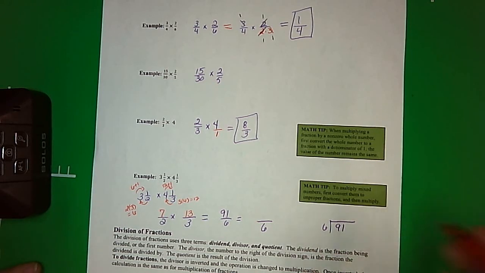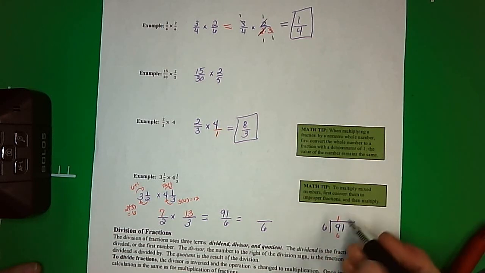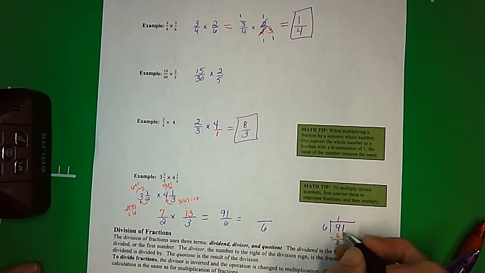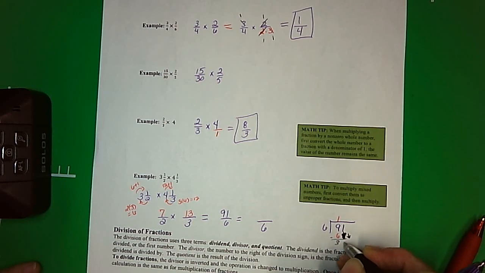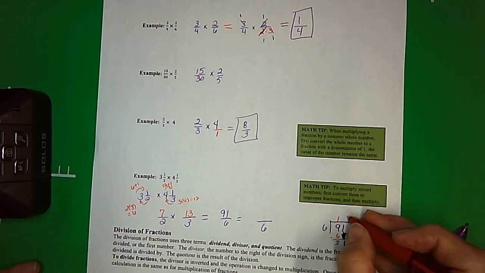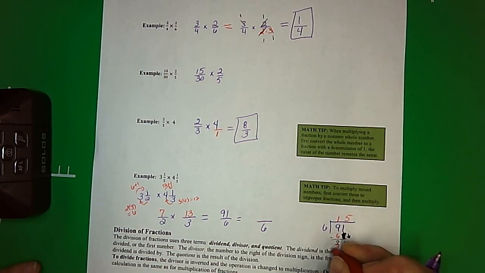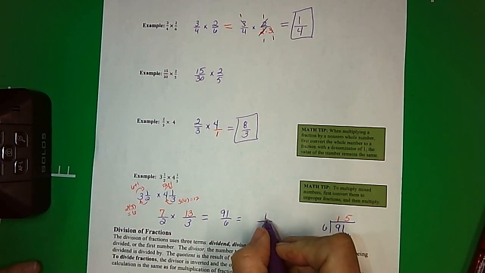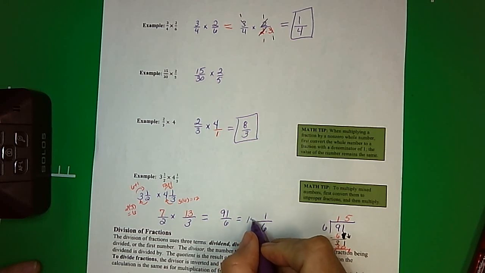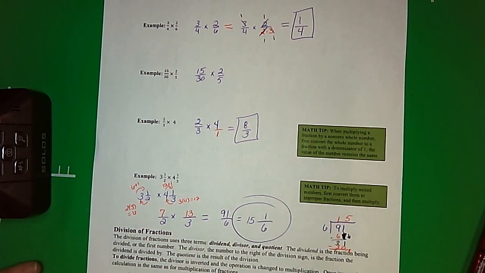6 goes into 9 one time. So 1 times 6 is 6. Subtract, it gives me a 3. And let's bring this number down. 6 goes into 31 how many times? 5, because 5 times 6 is 30. Subtract it, and it leaves me with a remainder of 1. And the remainder of 1 is my new numerator, and 15 is my whole number, and it is written in mixed number form.